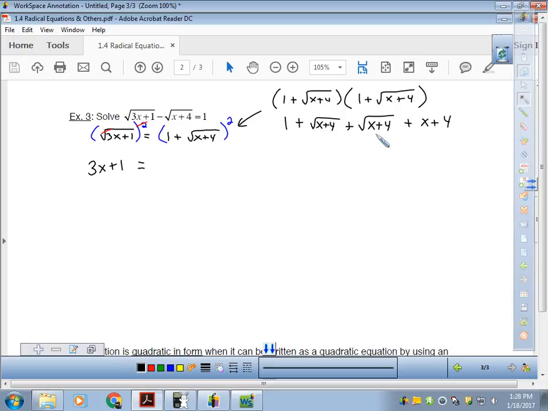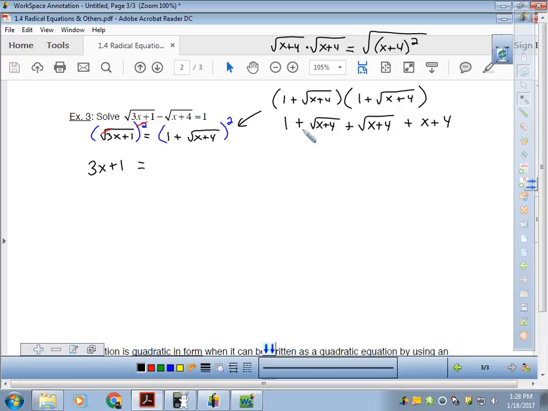Technically what happens, if you don't know this, I'll write it up here. When you multiply square root of x plus 4 times square root of x plus 4, what technically happens is you have a square root of x plus 4 squared, because you're multiplying the stuff inside the radicals together. And then the radical, the square root, and the square can cancel, and so you just get x plus 4.